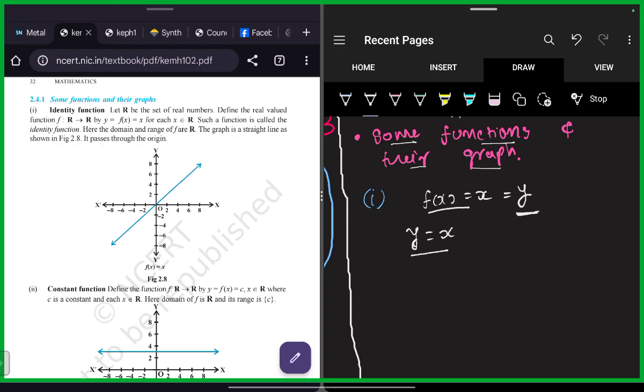So this is our x-axis and this is our y-axis. Yes or no?